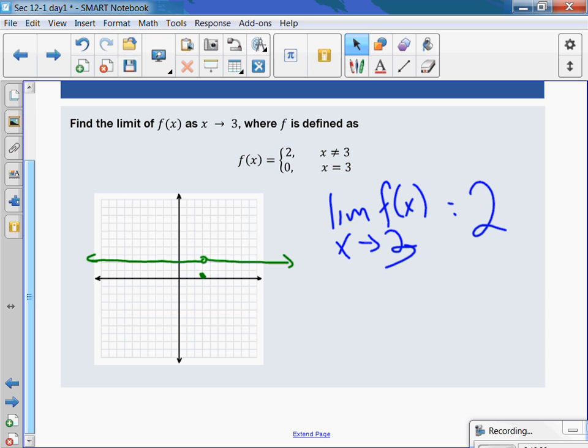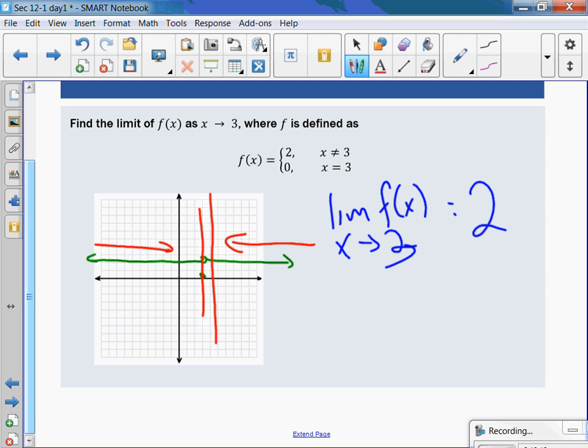It says, as I'm coming from the left, without even looking at this, just look at it from the left. As I'm coming from the left, it looks like at x equals 3 I'll have what value? 2. Then it says, okay, now let's take a look at coming from the right-hand side. As I travel on down here, as I get closer and closer to 3, it looks like my f of x is still going to equal that same number, that 2, right? Even though at x equals 3, my graph has a value of 0.